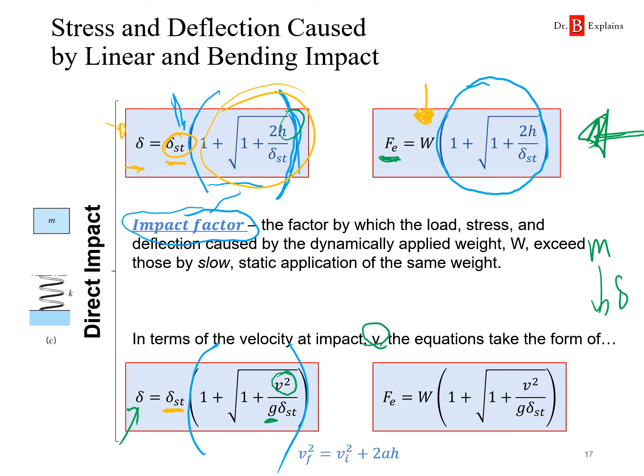So we have that equation, and we have this one over here for Fe. This is going to tell us the equivalent static force that I would need to apply to the structure so it causes the same deflection. That's just going to be the initial weight of our mass times this impact factor.